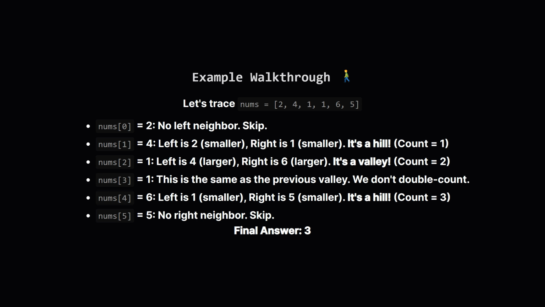Next up is 6. Its left neighbor is 1, which is smaller. Its right neighbor is 5, which is smaller. That's another hill. Our count is now 3. Finally, the last number, 5, is also out. No right neighbor. So our final answer is 3.